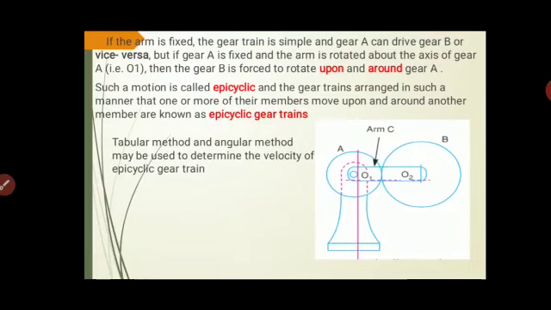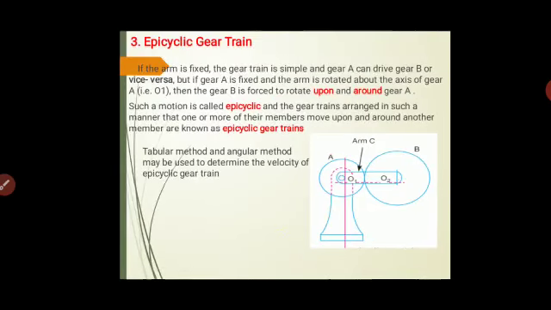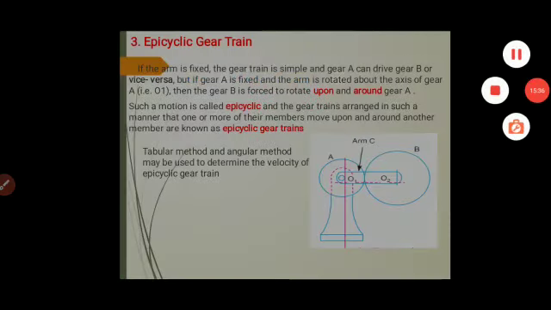In epicyclic gear trains, the velocity can be determined using either the tabular method or the angular method. The main advantage of the epicyclic gear train is that it can be used for transmitting a high velocity ratio with gears of moderate size in a lesser space, and it finds application in the back gear of the lathe, differential gear of vehicles, hoists, pulley blocks, wrist watches. So this is an introduction to various types of gear trains and velocity ratios. In the next module, we'll be dealing with problems. Thank you.